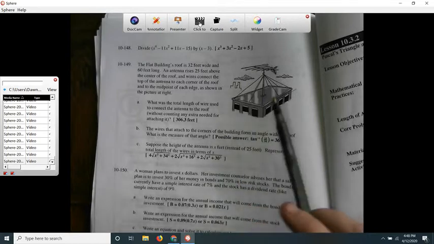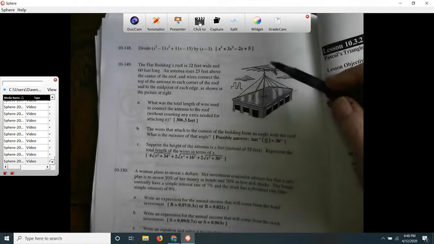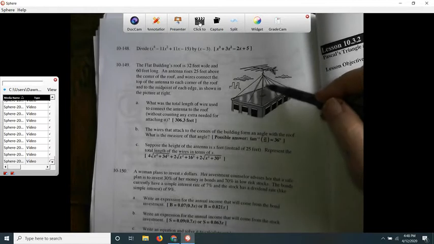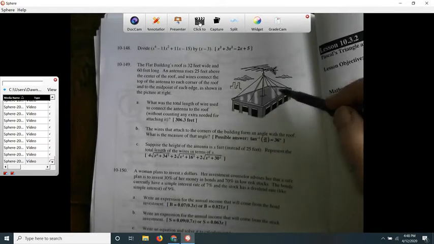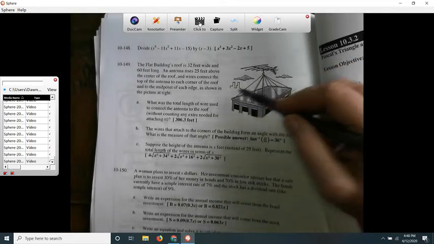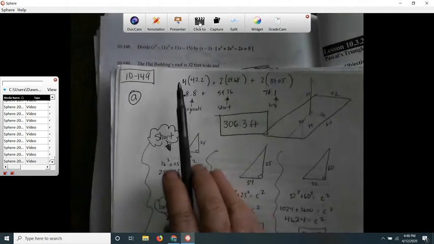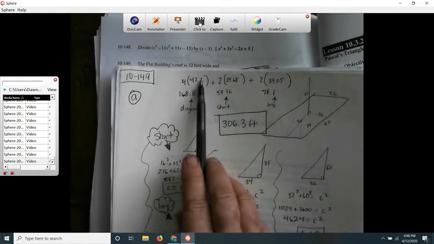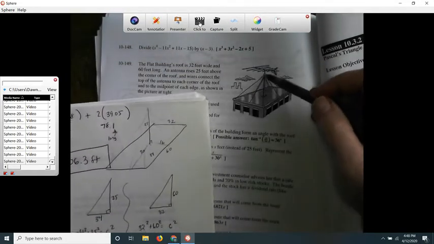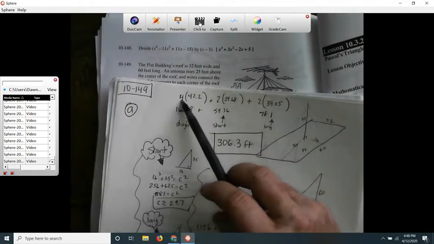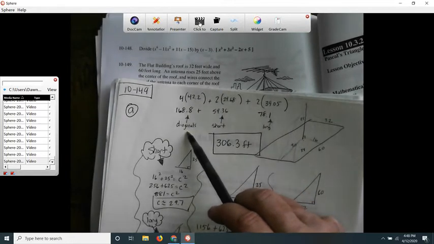But I see that some of the wires are going to be the same length. There are 4 corner wires. I'm going to call those the diagonal wires. So I'm going to go 4 times something. I'm going to find out what one of the corner wires is, so 4 times the diagonals.